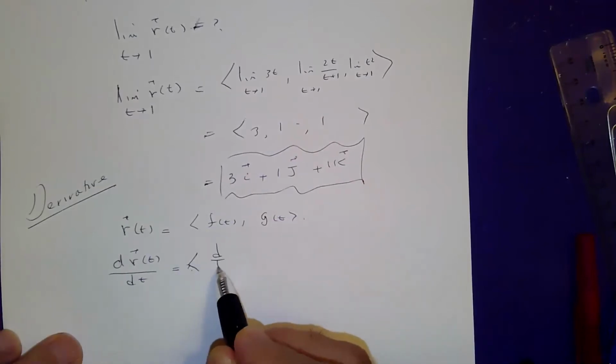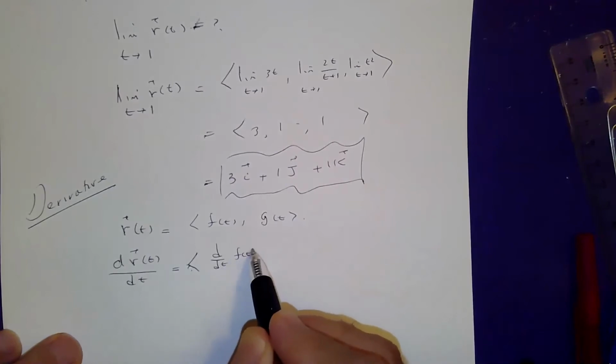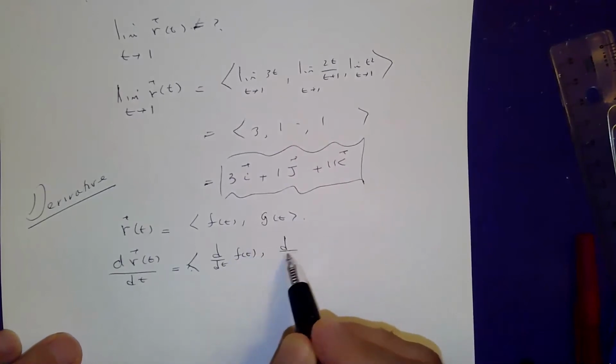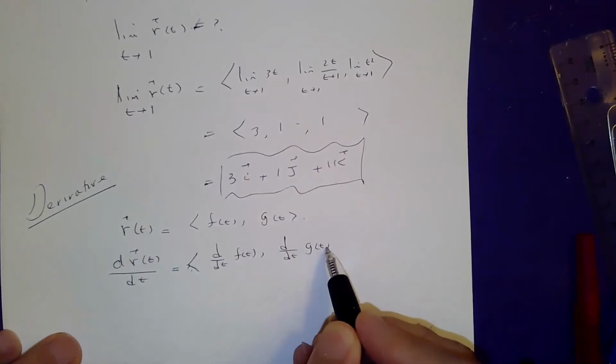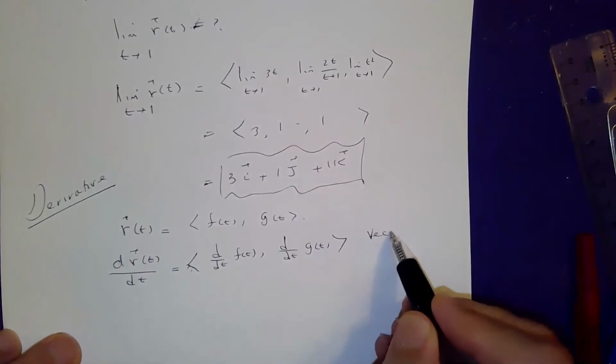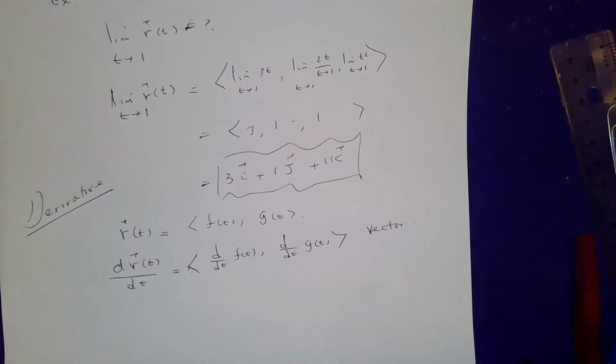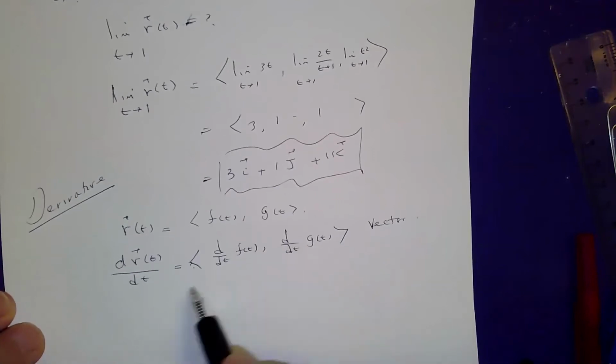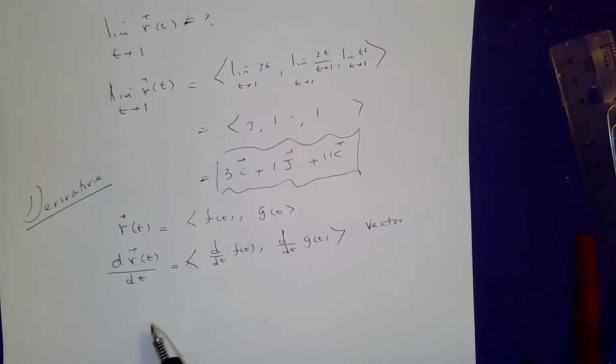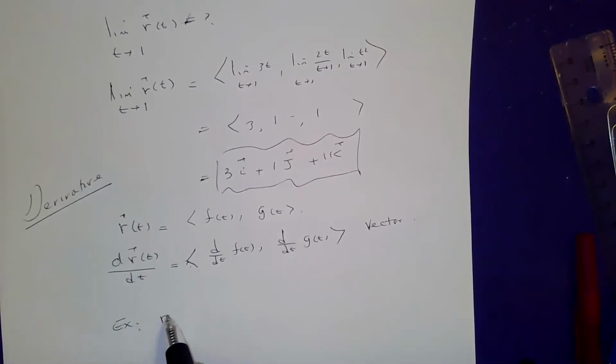So this would be the derivative of f of t, comma, derivative of g of t. But the answer at the end of the day is still a vector. Do you see it? I'm going to derive this next time for you guys to see where this is coming from. But for now, suppose we finish today's lecture with this guy.